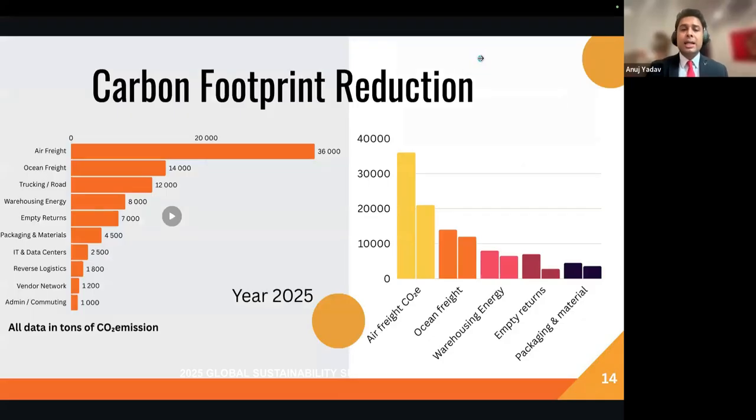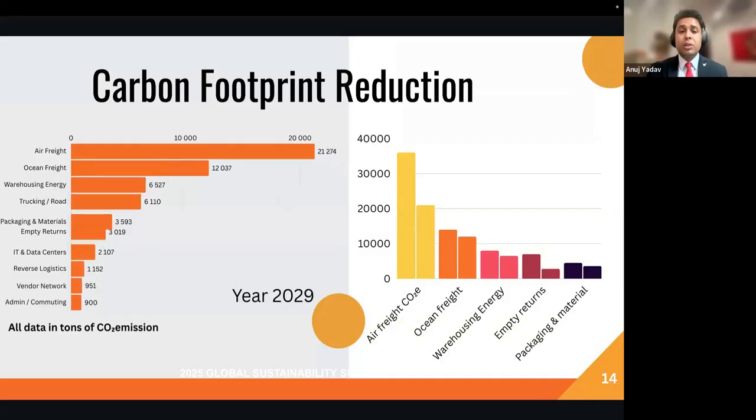Here we highlight how the supercluster idea directly contributes to measurable carbon reduction between 2025 and 2029. By using predictive clustering and air-to-sea optimization, we reduced air freight emissions by 40% and lowered empty returns by 45% through smarter backhaul matching. We also optimized energy use across warehouses and transport routes, cutting idle miles by 18% and integrating renewable energy into our key facilities.